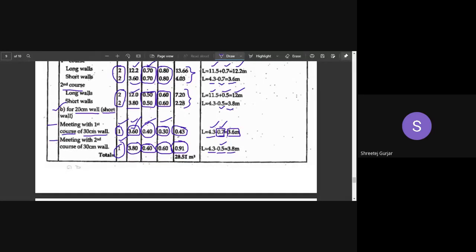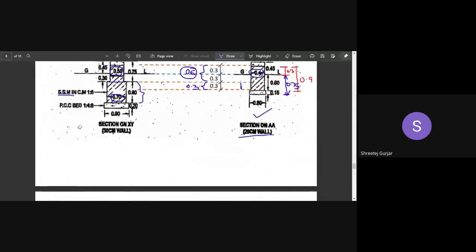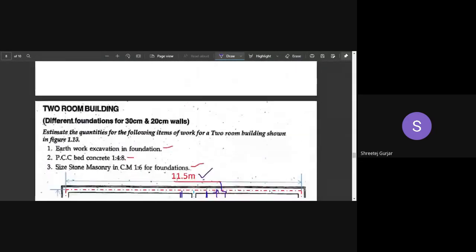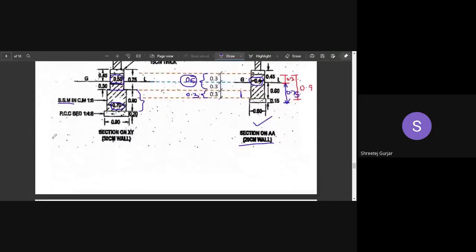You need to understand and solve properly in the exam. So we are done with the long wall and short wall method. You can see we are done with all the things that they have asked. They had asked us to calculate earthwork, and we are done with earthwork. We are done with PCC, and we are done with size stone masonry. So we are done with the long wall, short wall method.